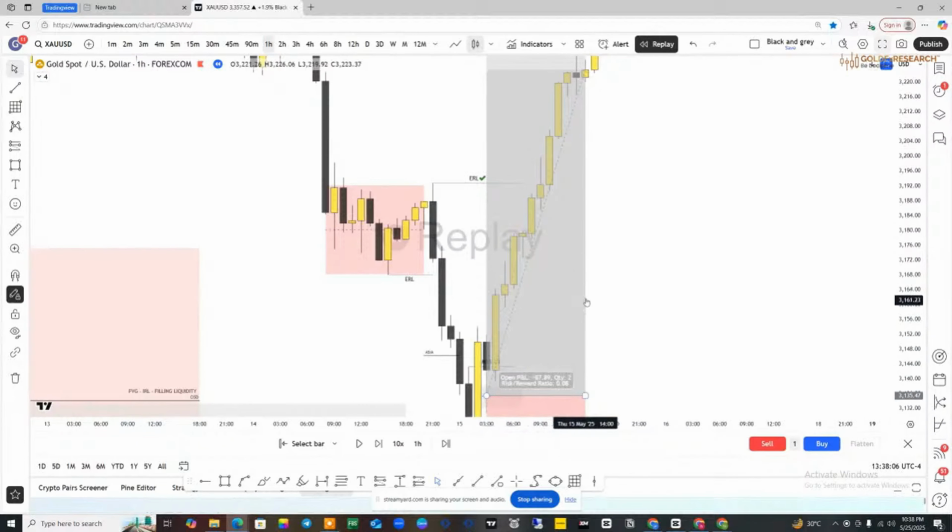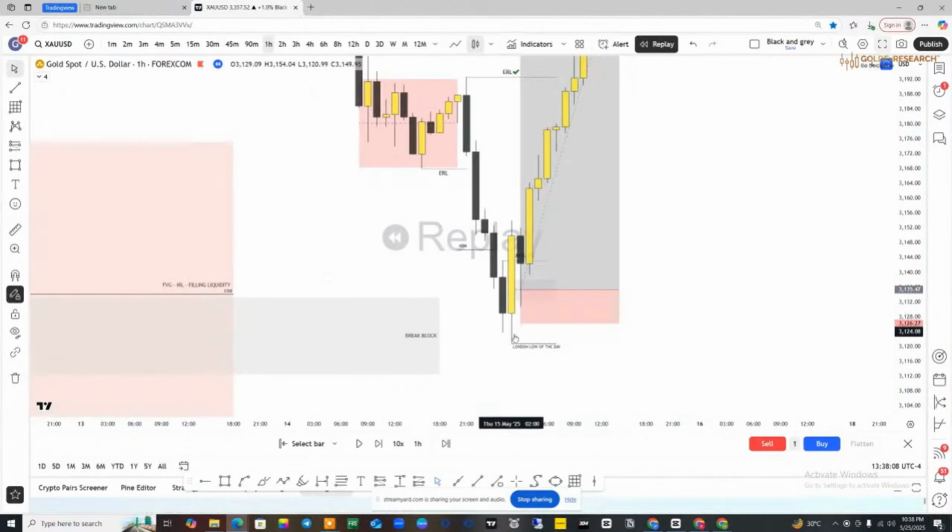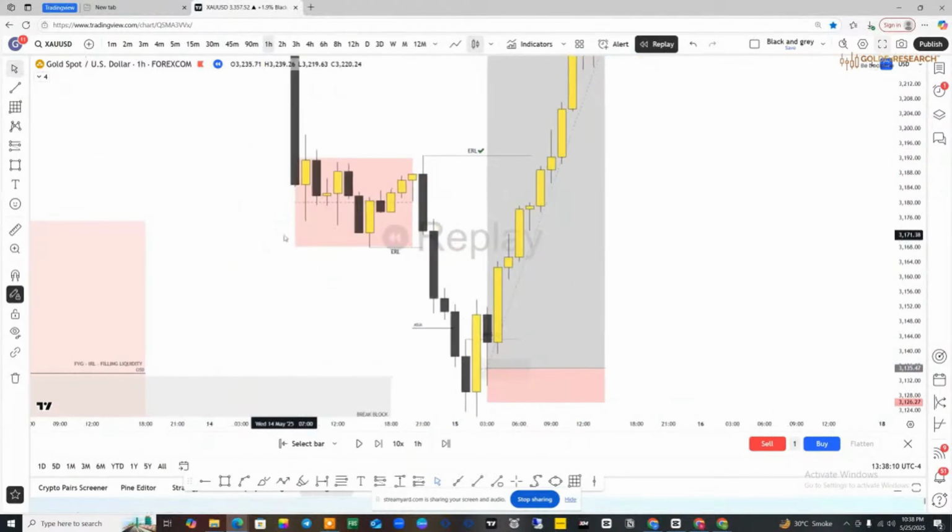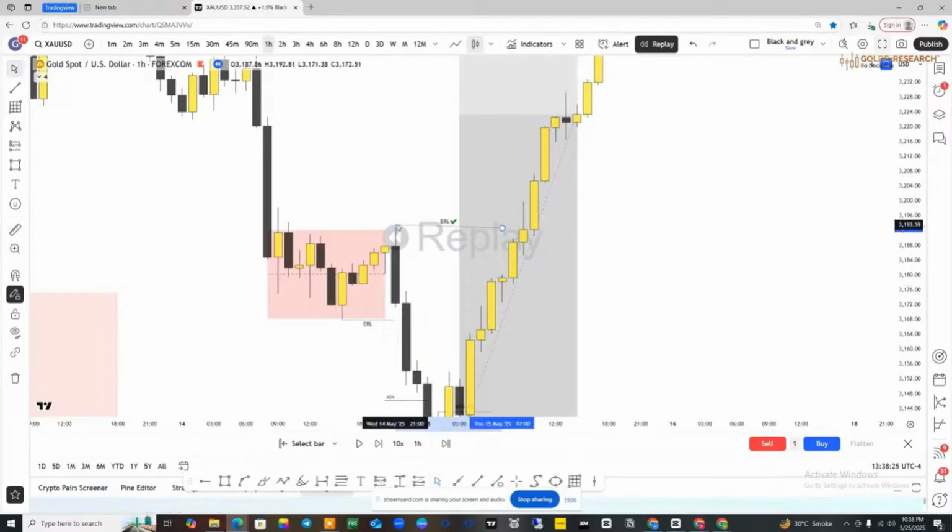What did the market do? It took the external range liquidity. It tapped the PDRS. Now, according to the Hone structure, what should the market have done? It should have respected this PDRS and then given a selling move downwards, or it should have respected this order block and given a selling move. Because both of these after the IRL were in the market and the market failed the IRL. What did it take? It went and took the ERL.